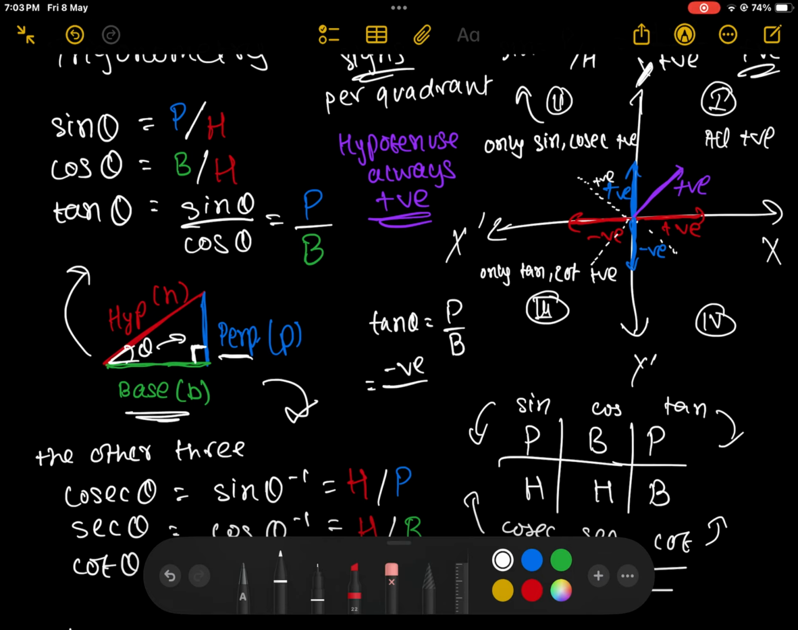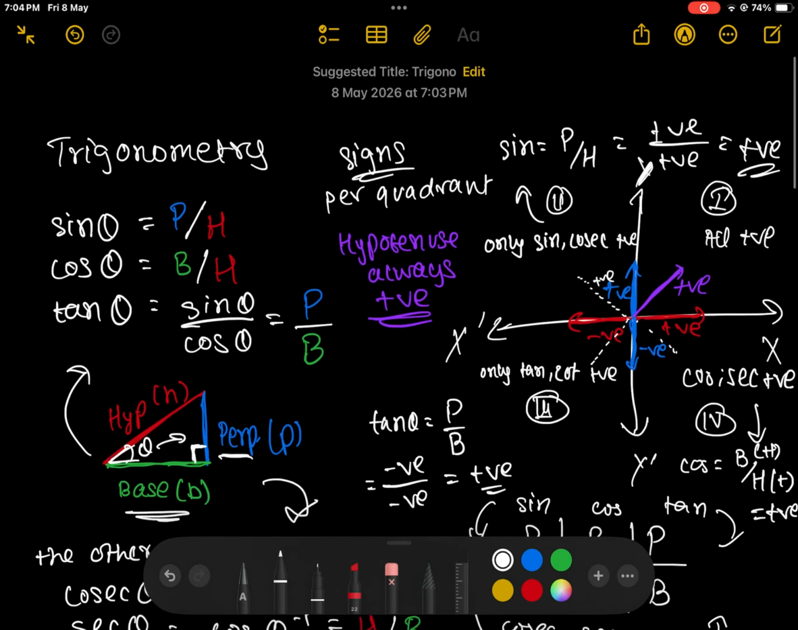Third quadrant, because both the perpendicular distance and the base are negative, so negative by negative cancels out, so you'll be left with positive. And here the hypotenuse is positive and the base distance is positive, so your cos will be positive.